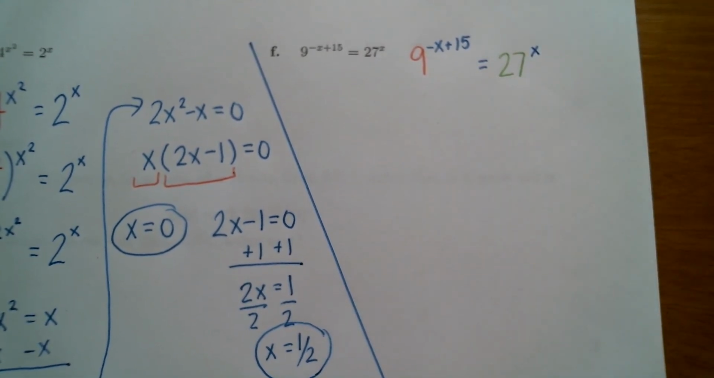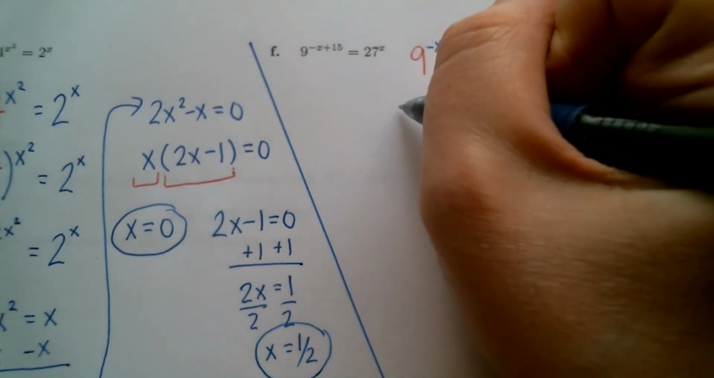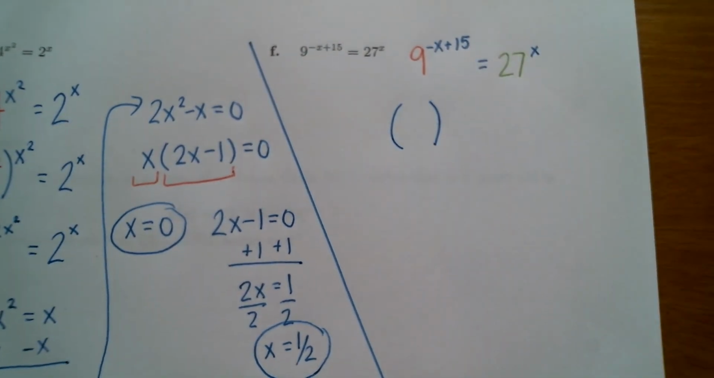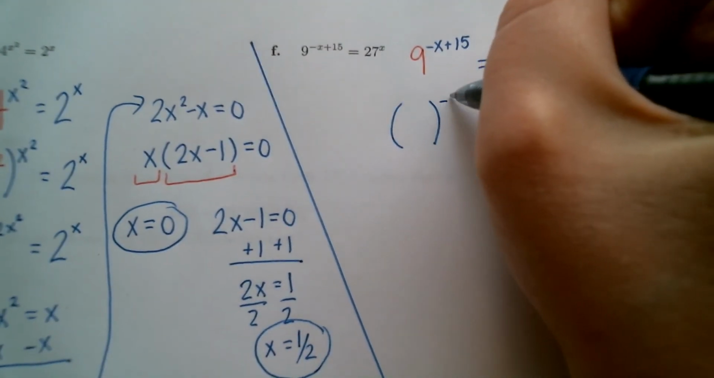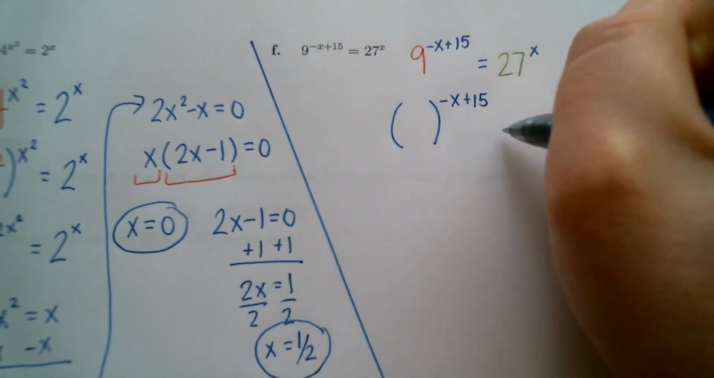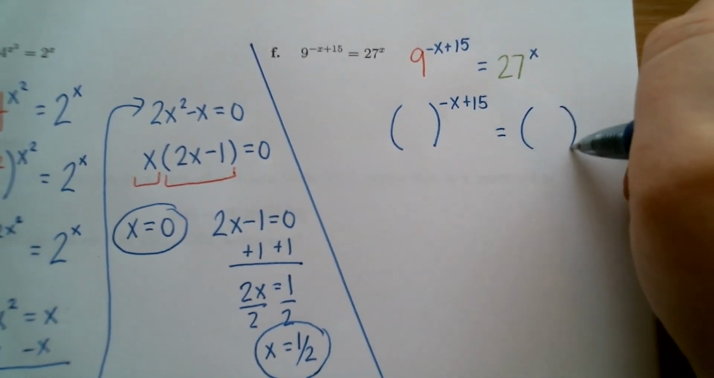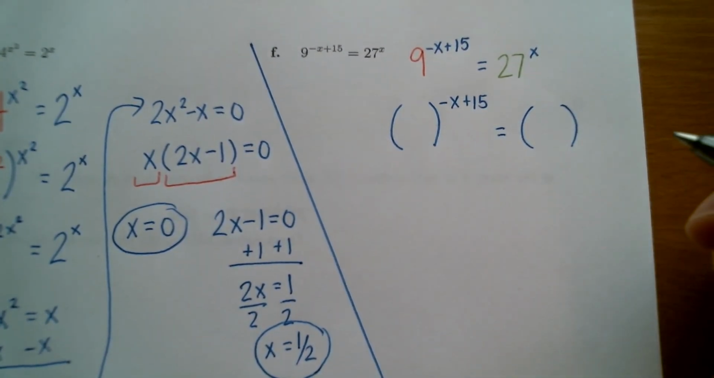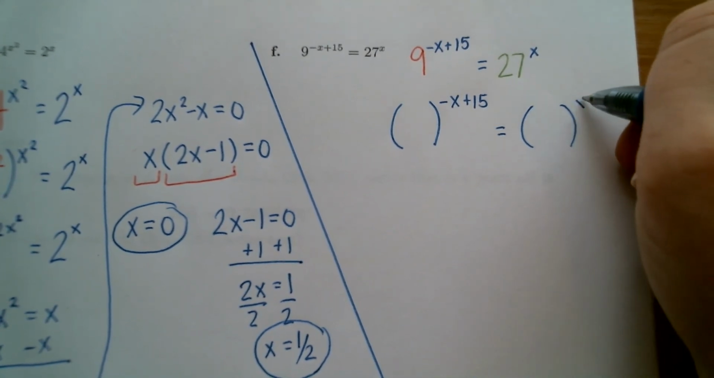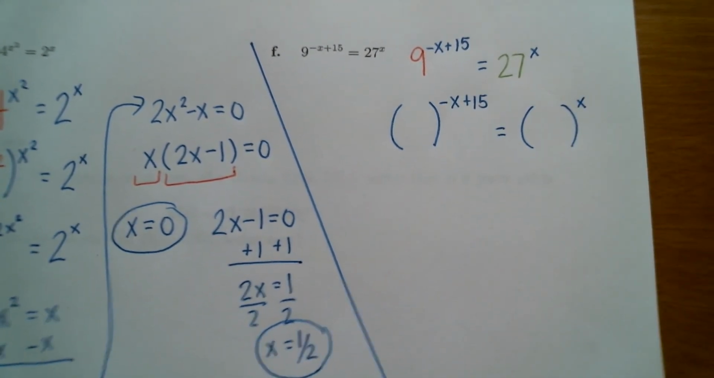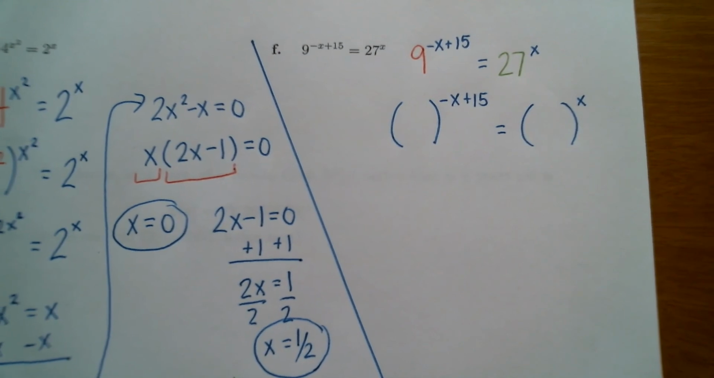So we need them to have a common base. We're going to try to rewrite both of these as a power of 3. Notice 9 is going to go in parentheses. We're going to rewrite it. It's still going to retain this exponent. And then on the right side, we're still going to have 27 as our base. We're going to rewrite it as a power of 3. The exponent will stay x.